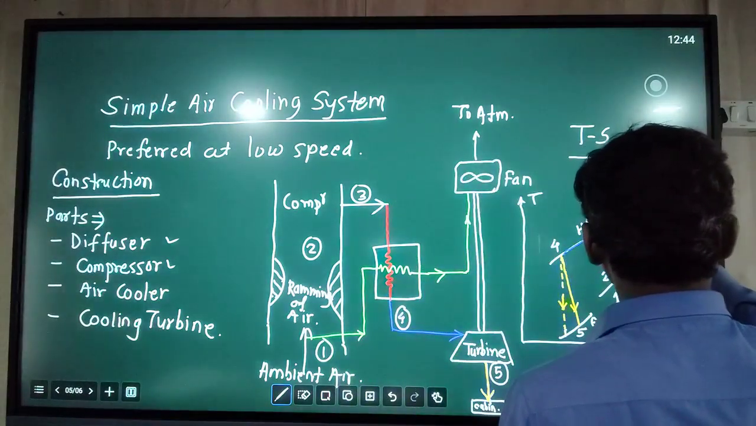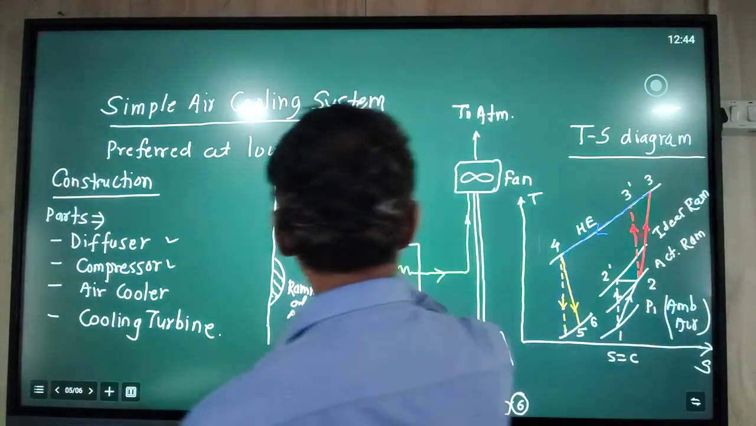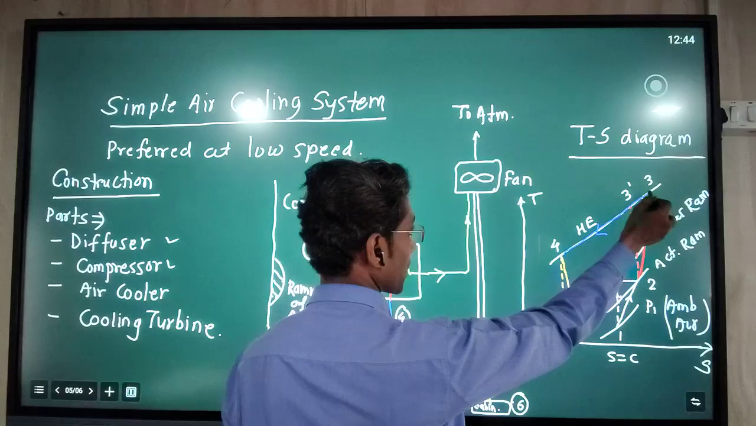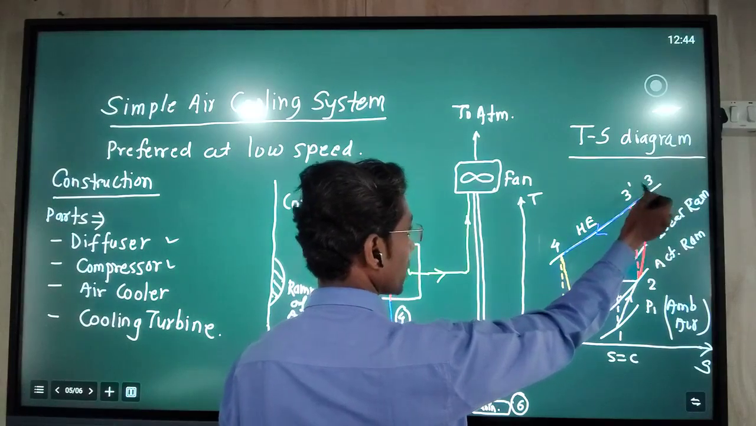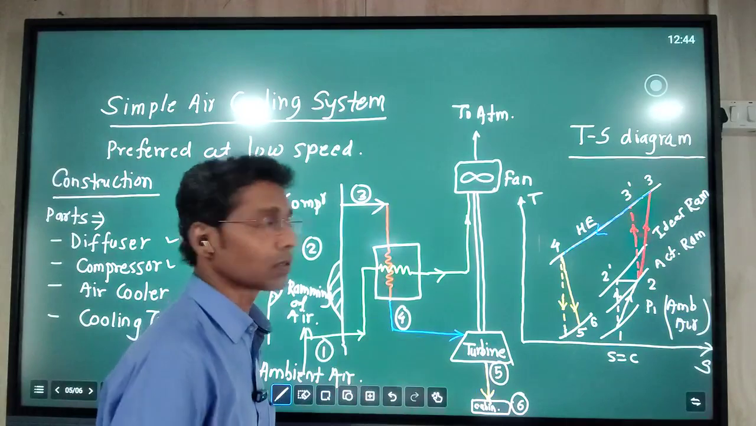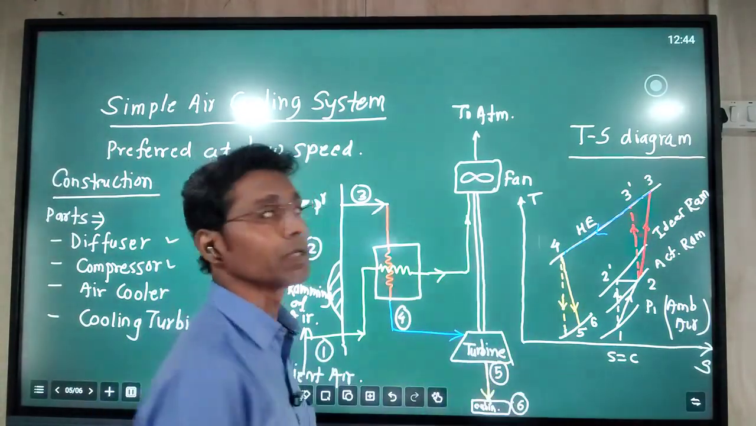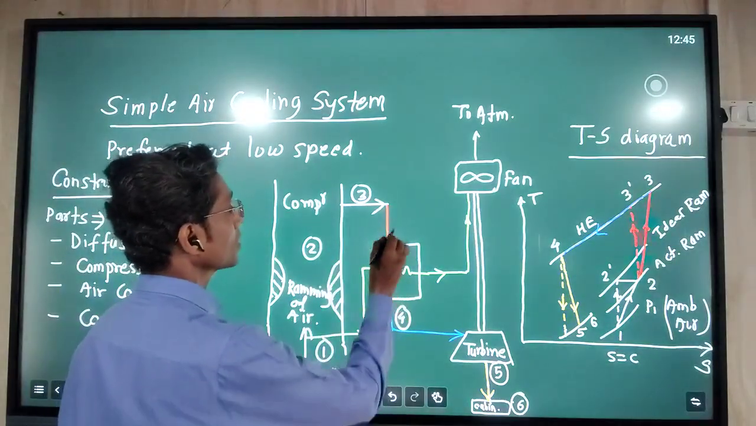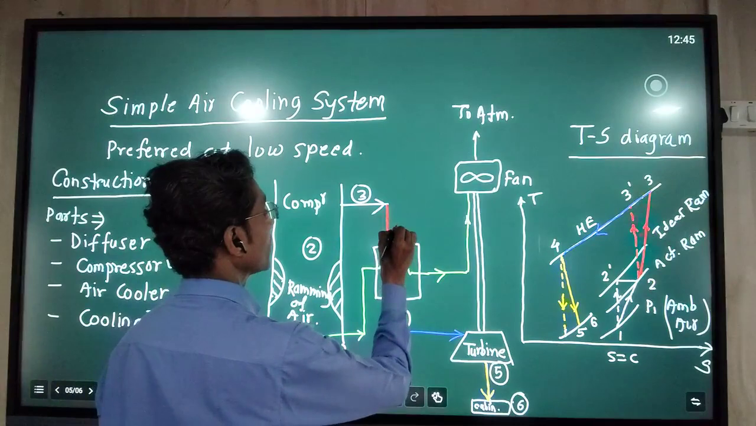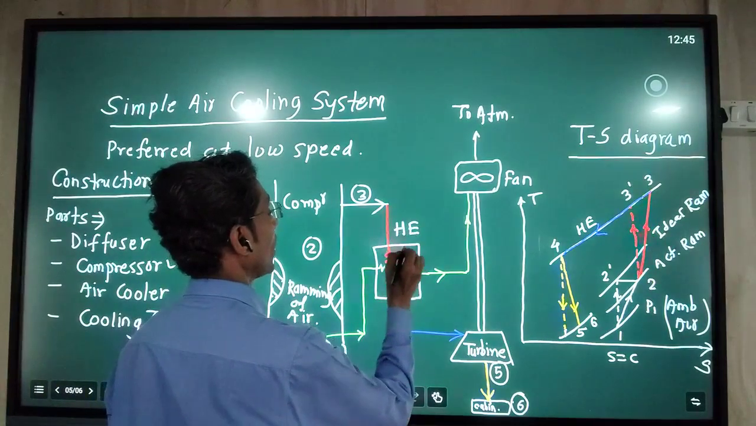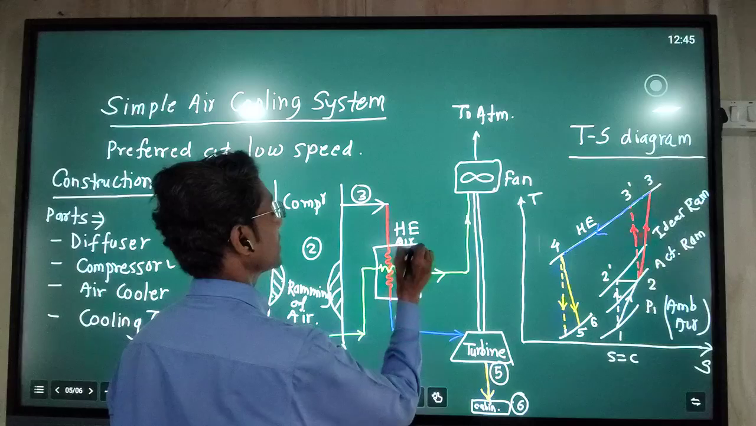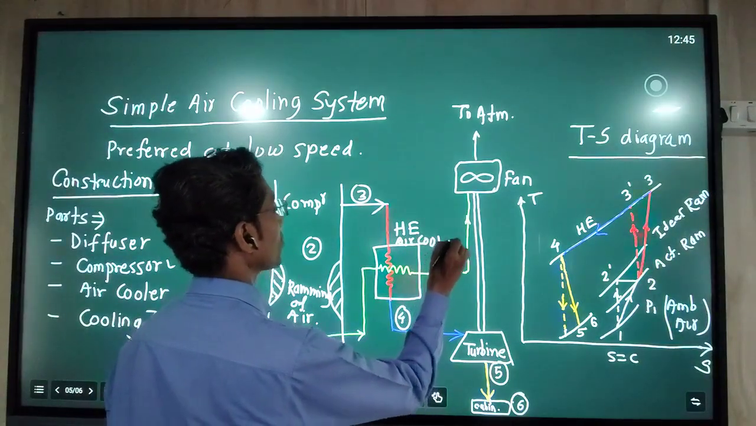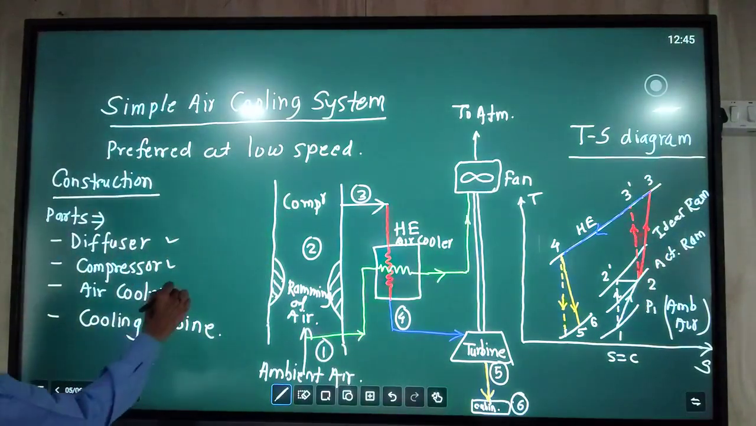When the air comes out from the compressor at point 3, its temperature and pressure are increased. We have to reduce the temperature, so it is necessary to remove heat content from that air. That is why this air is passed through the air cooler. It is one kind of heat exchanger, and as it is used for cooling of air, it is also called an air cooler. So that is the third component.